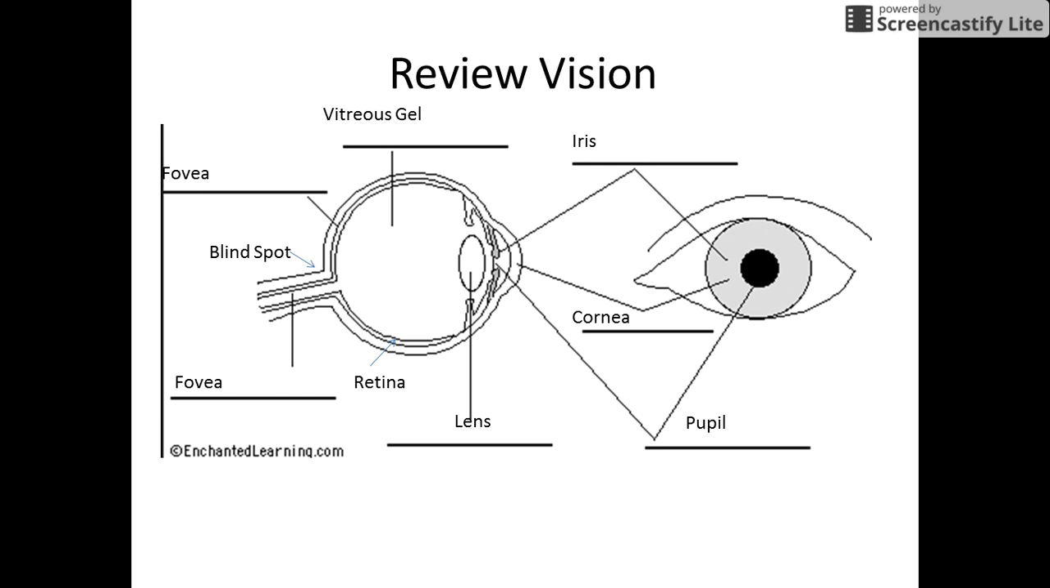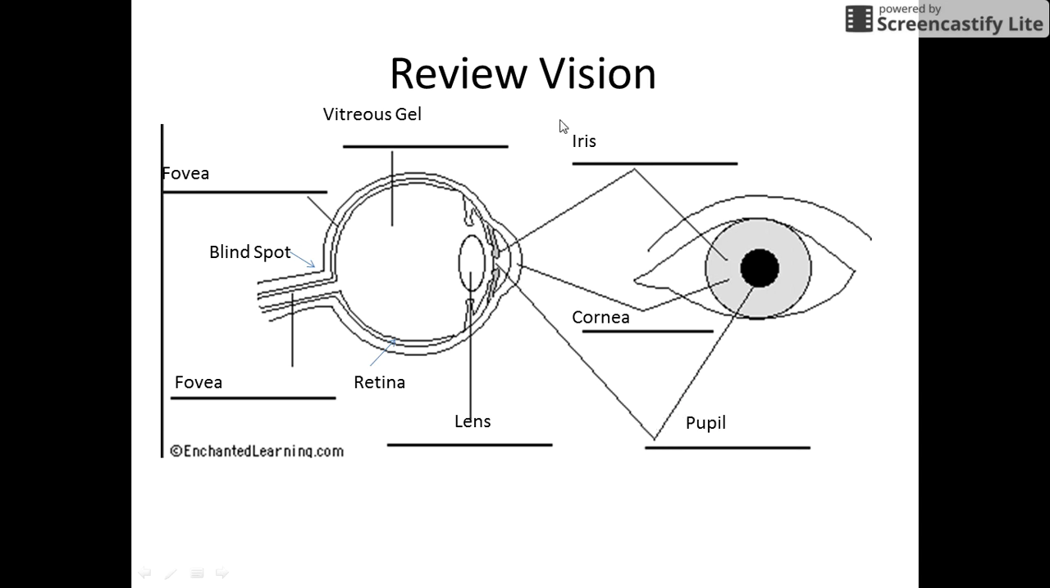So let's review this image. Hopefully you have it somewhere in your notes, and also a handout was given in class on the parts of the eye. We'll start right here with the cornea. Remember, the cornea is the clear plastic covering of the eye that protects the eye. Light enters the cornea, and then goes through the pupil. The pupil is the black area of the eye that light actually passes through.